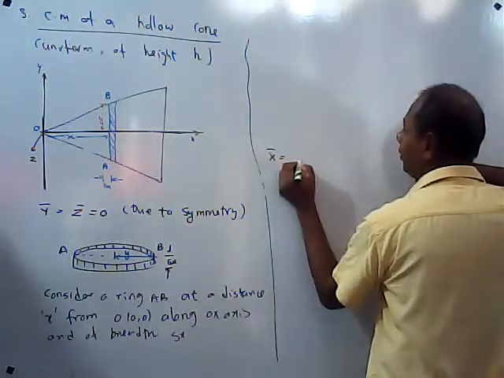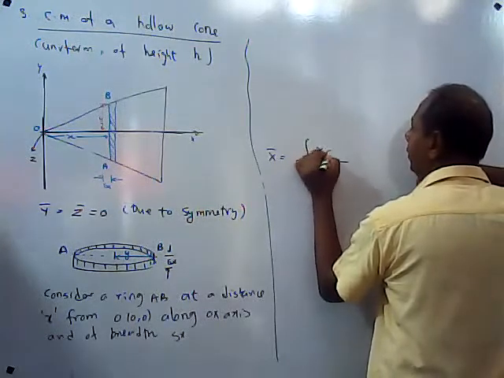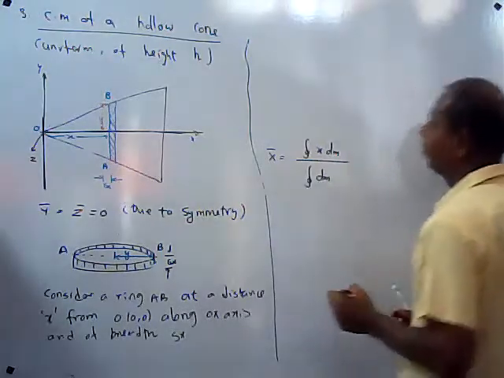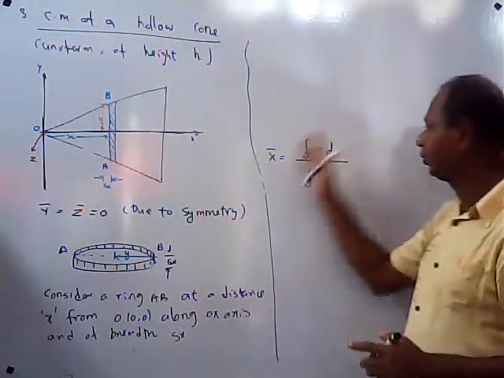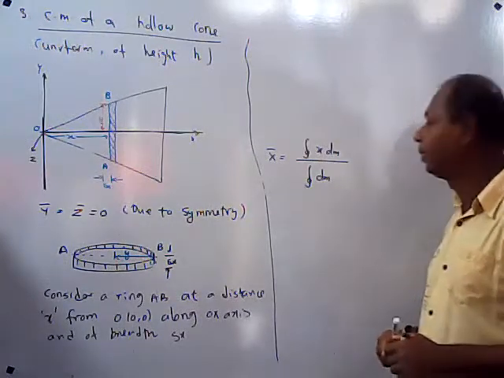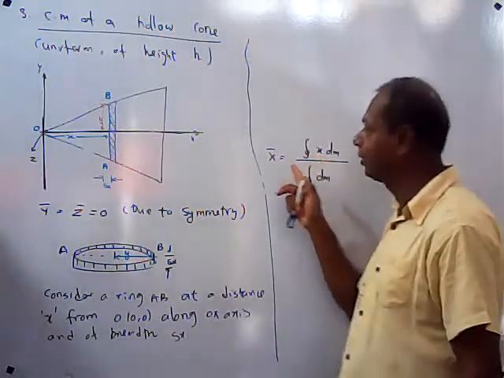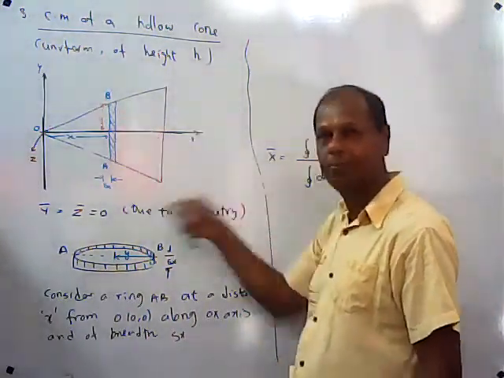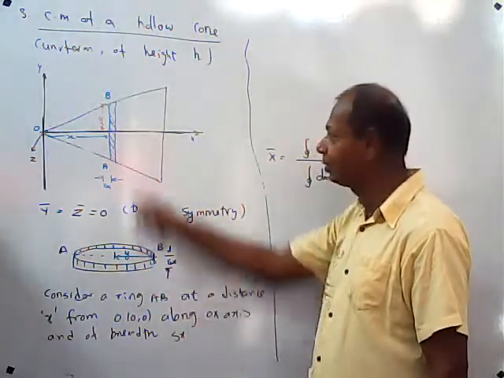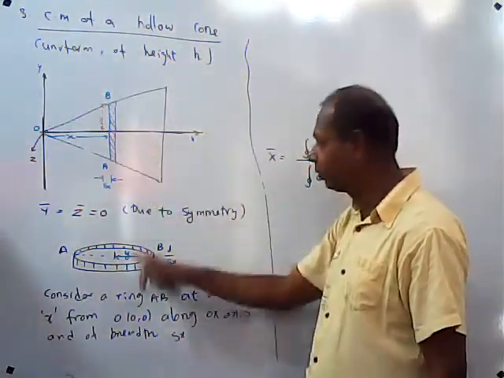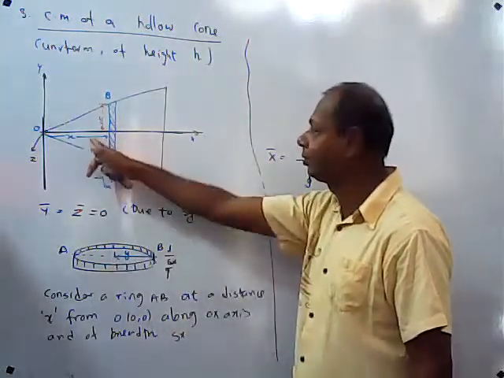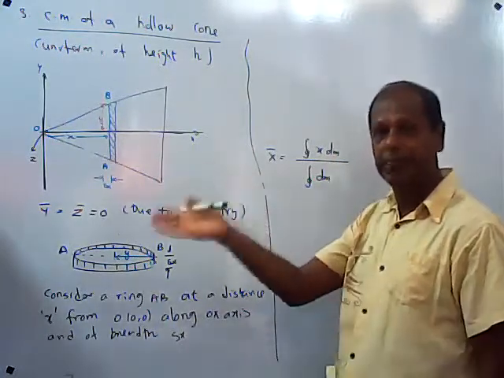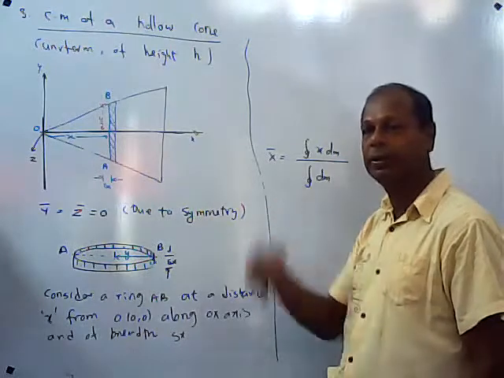x bar equals integral of x dm over integral of dm, all over the surface, covering the whole region, right? So x is the distance along the x-axis to the center of mass of the selected part. Center of mass is here, of the ring. So this x is the same x. What about dm? It is delta m that turns to dm as you take the integral. So what is delta m?